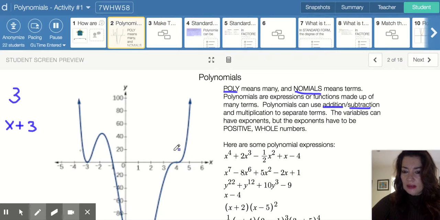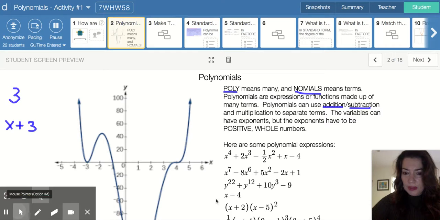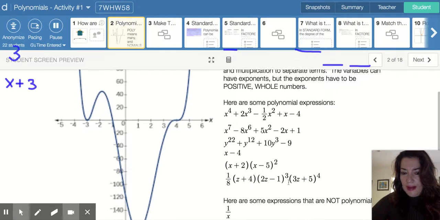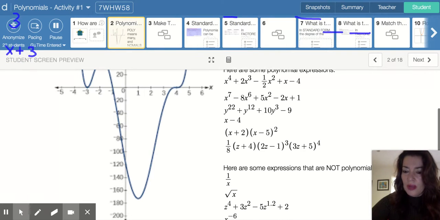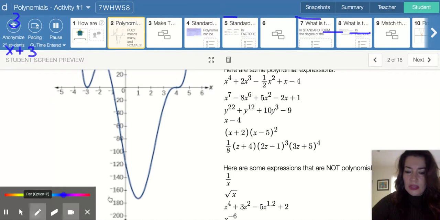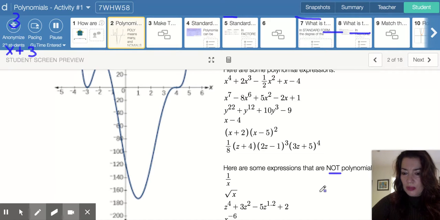But let's take a look at the different types of polynomials listed below. So we have all of these, x to the 4 plus 2x cubed. That is a polynomial. We have 1, 2, 3, 4, 5 terms here. Going down, we can see that you can have factors multiplying one another. That's also a polynomial. Let's go ahead and look to see what is not a polynomial.